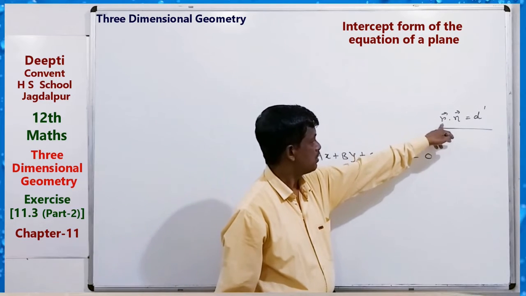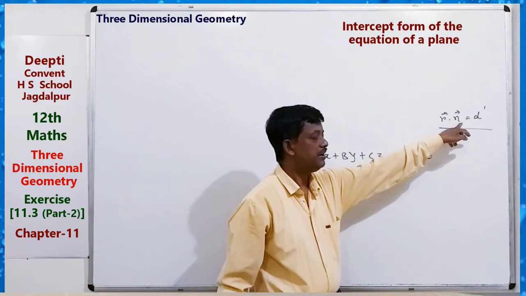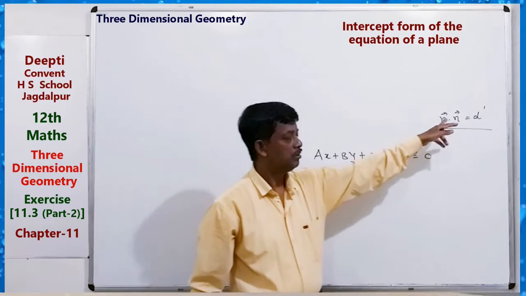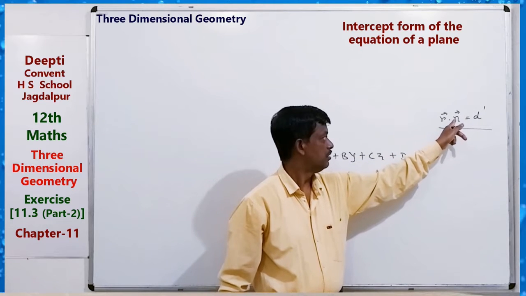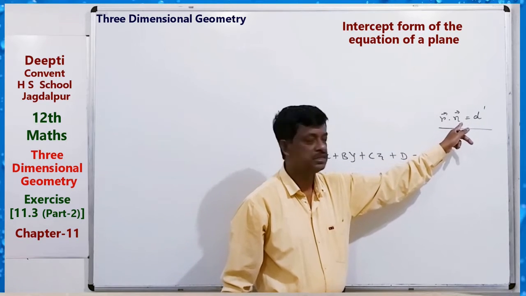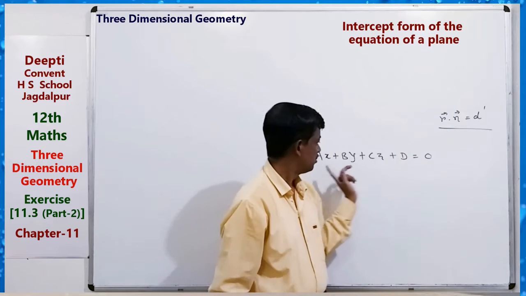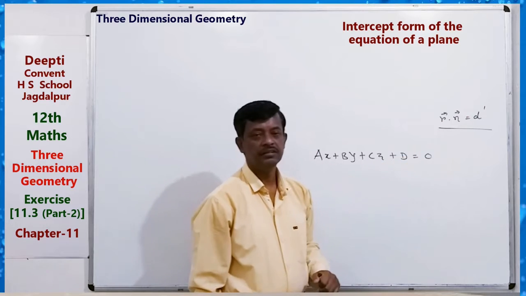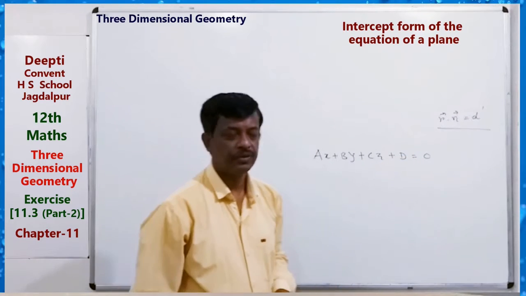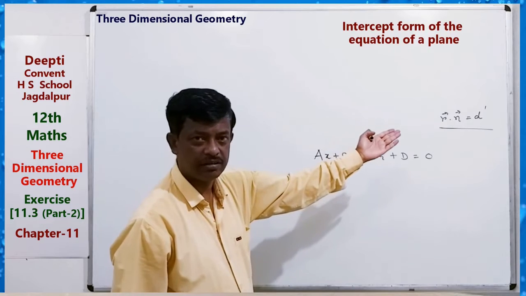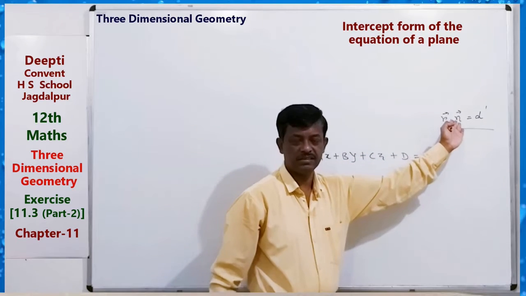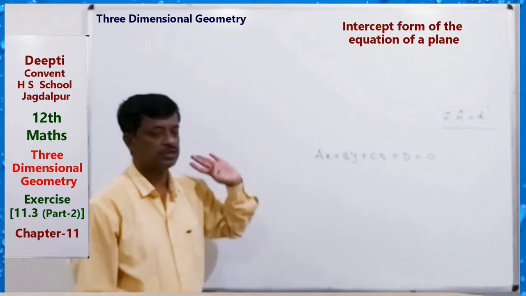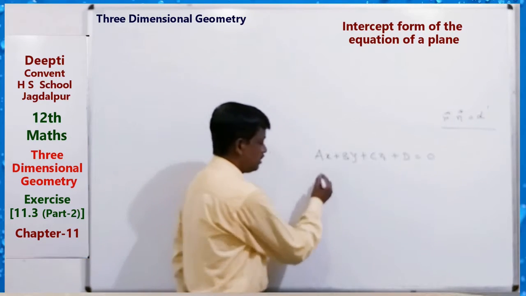Here xi plus yj plus zk, if the direction ratios of the normal are a, b, c, then ai plus bj plus ck, capital ABC, is a vector, and d is a constant value. Then we can write the vector equation of the plane like this. It can also be represented like this, and this equation of the plane can be written like this.